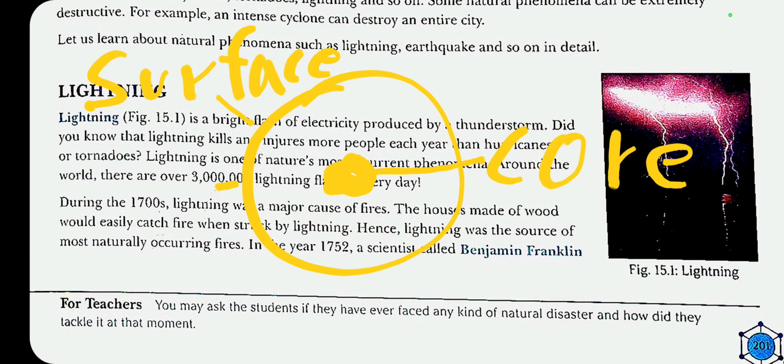But the core of the sun, which is in the middle of the sun, is really hot, and the core of the sun is hotter than the surface of the sun. Unnecessary information.